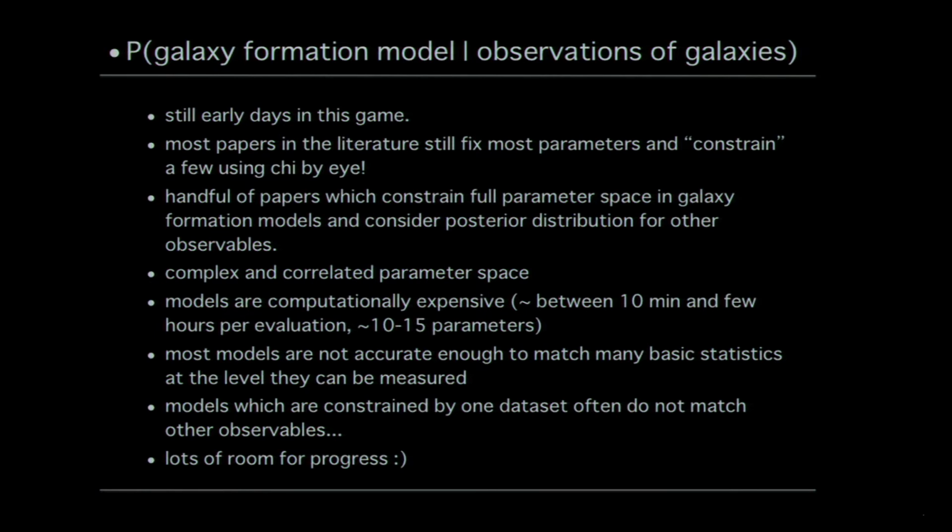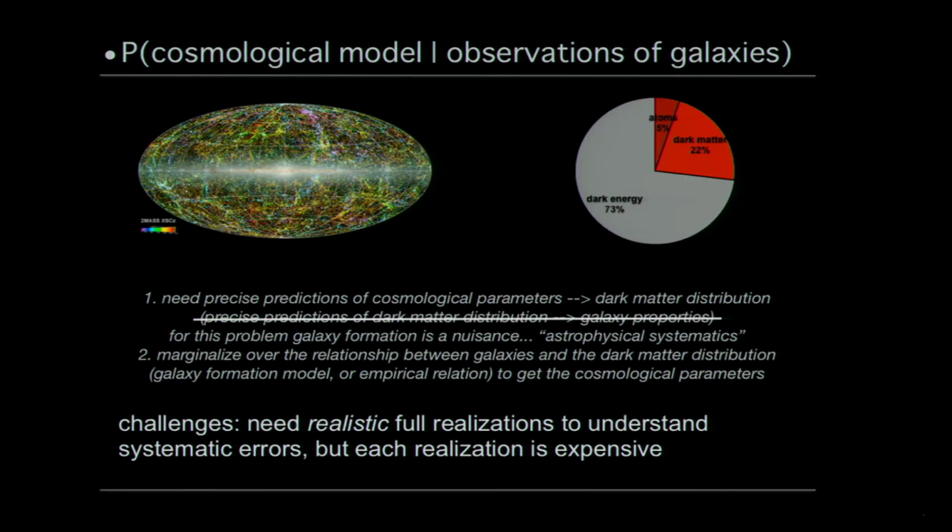And so there's lots of room for progress here, and I think this is a place where better statistics, better computation, and a better understanding of really how to deal with diverse data sets can really help us. Okay, so now I want to get back to this problem of how to infer the cosmological model from observations of galaxies. Many people who are working on dark energy problems aren't really interested in the details of galaxy formation, and so that comes under the label of astrophysical systematics.